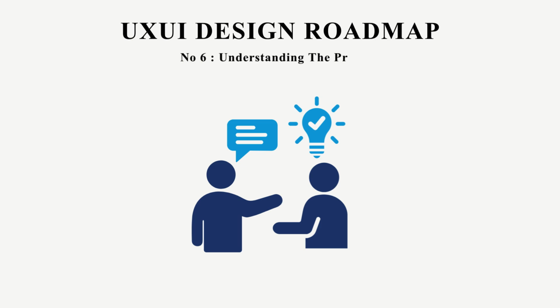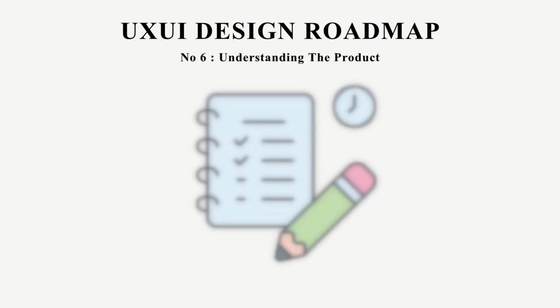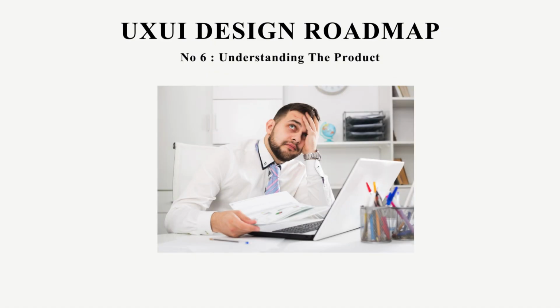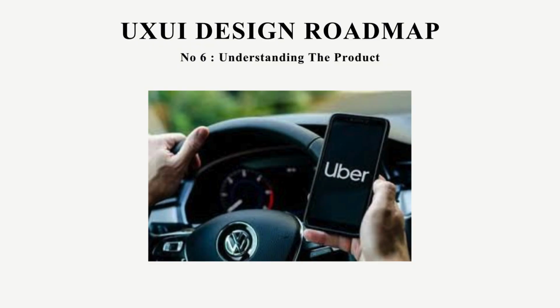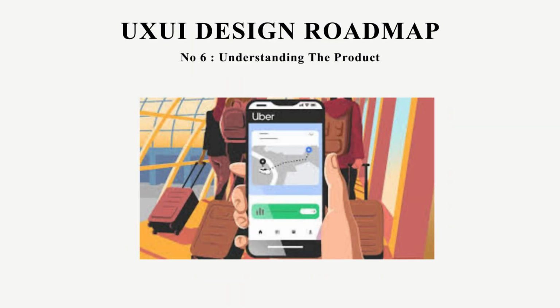Number 6, understanding the product. Before designing anything, UX designers must deeply understand the product. There are 3 important steps. First, clarify the product. Designers must ask, what problem are we solving? Who are the users? For example, a ride-sharing platform like Uber solves the problem of transportation. Instead of calling taxis or waiting on the street, users can easily request a ride through an app.